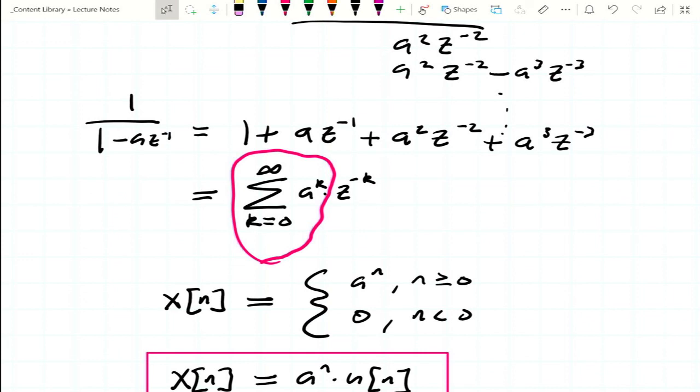That is it for methods and techniques for finding the inverse Z transform.